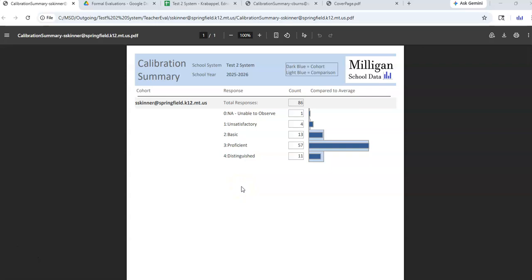Hello. In this video, we're going to go through a report that is part of the teacher evaluation process that Milligan School Data does. It is called the Calibration Summary. You can see what that looks like right here.